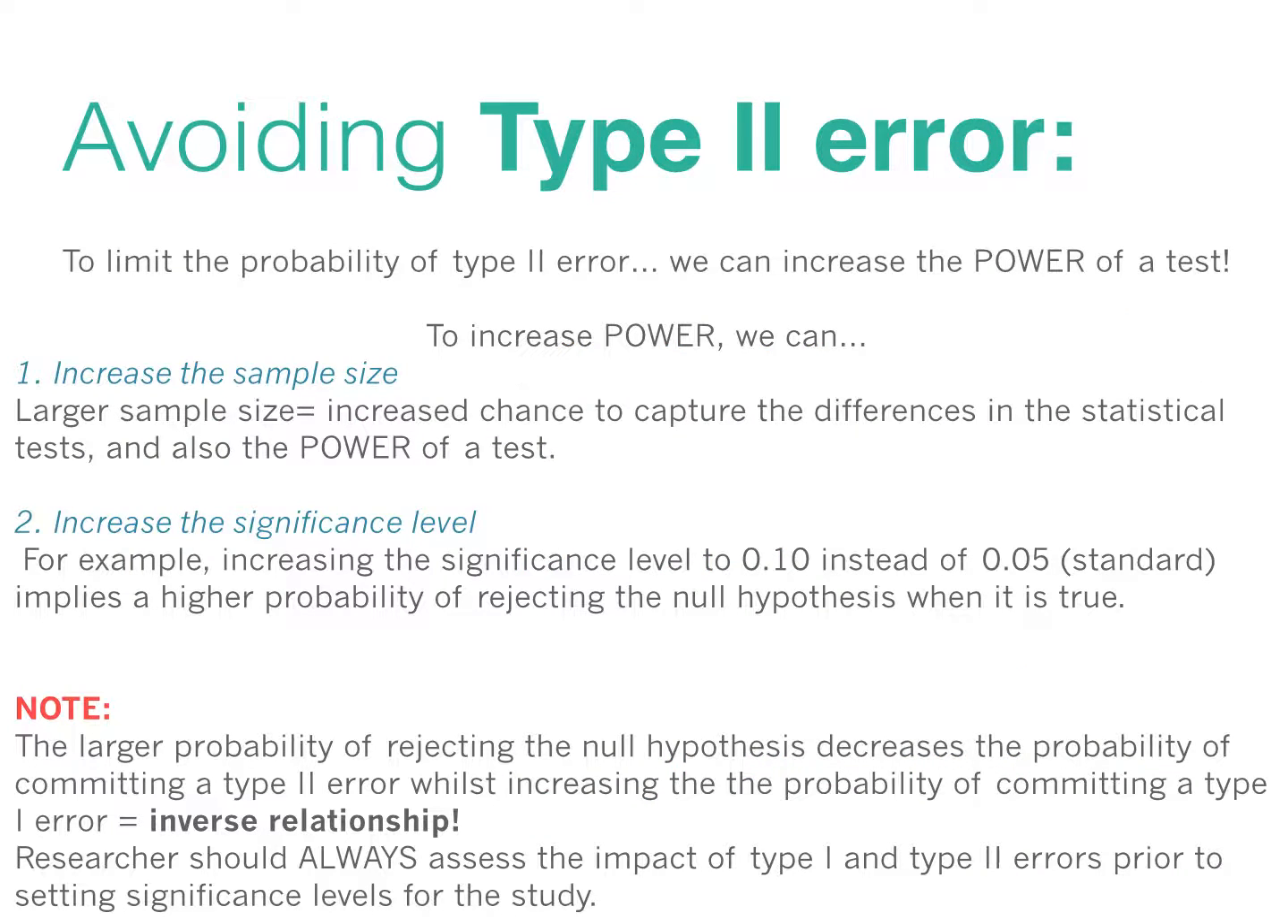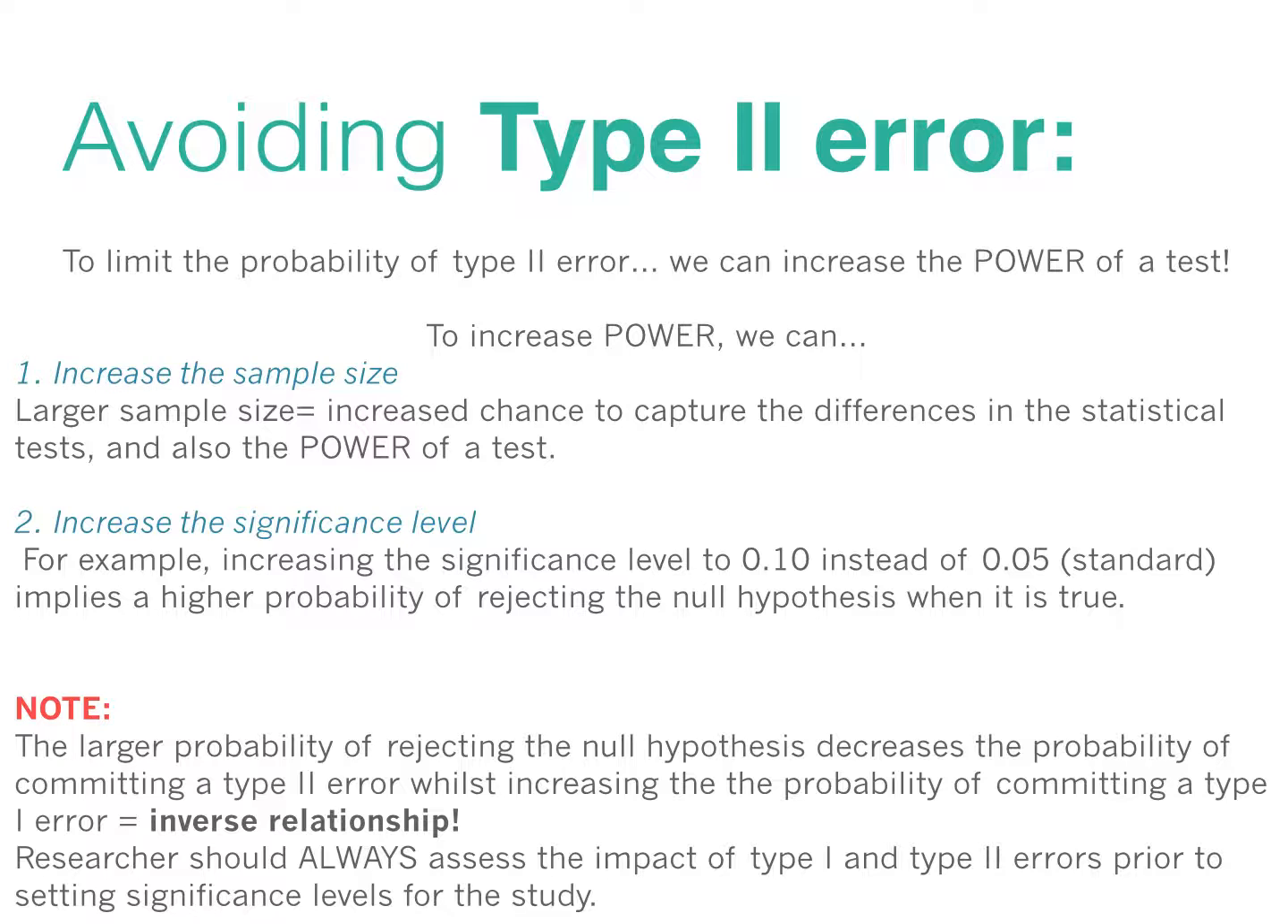To limit the probability of a type 2 error, researchers can increase the power of a test. To increase power, they can either: 1. Increase the sample size, or 2. Increase the significance level. An example of this would be increasing the significance level from 0.05 to 0.10, which would imply a higher probability of rejecting the null hypothesis when it is true.